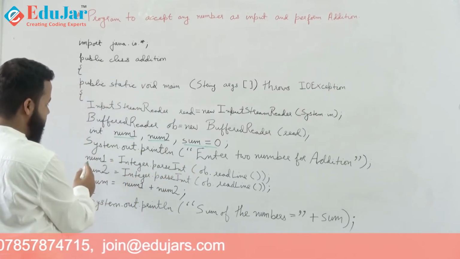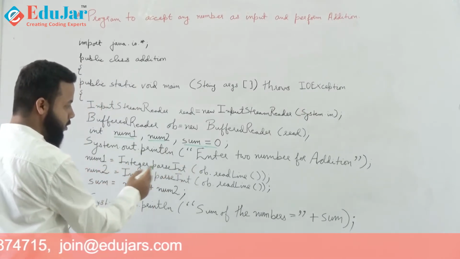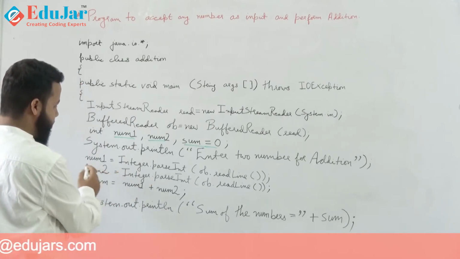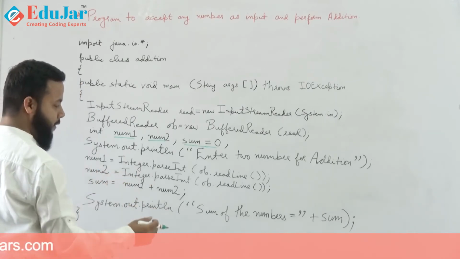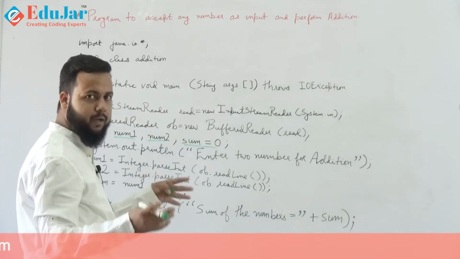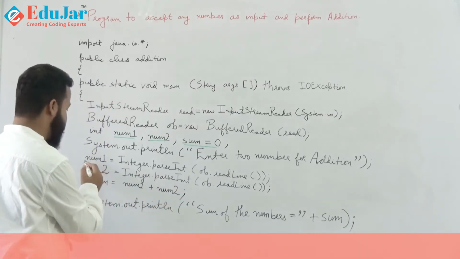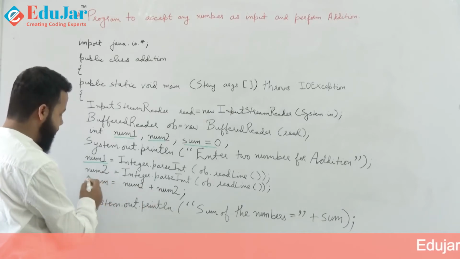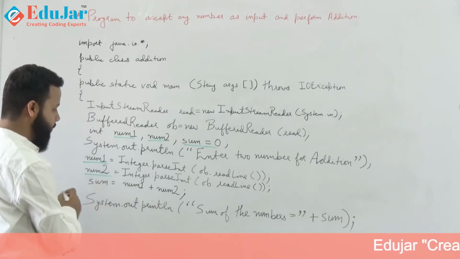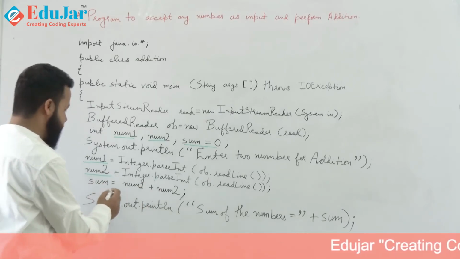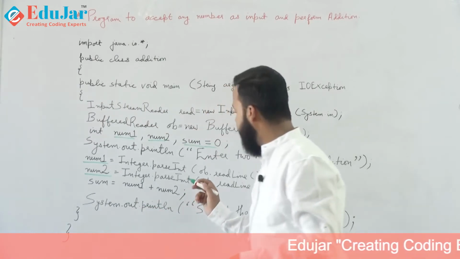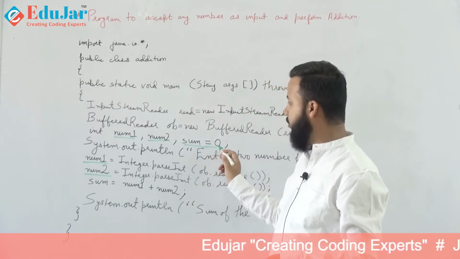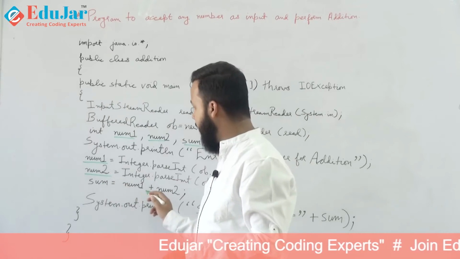In this line you can see num1 = Integer.parseInt(ob.readLine()). Here we will be accepting the integer type value which the user will give us, we will store it in num1, the first number, and the second number we will store in num2. And here we have done the calculation part. You can see over here sum I have initialized as 0, but here we will do the calculation.